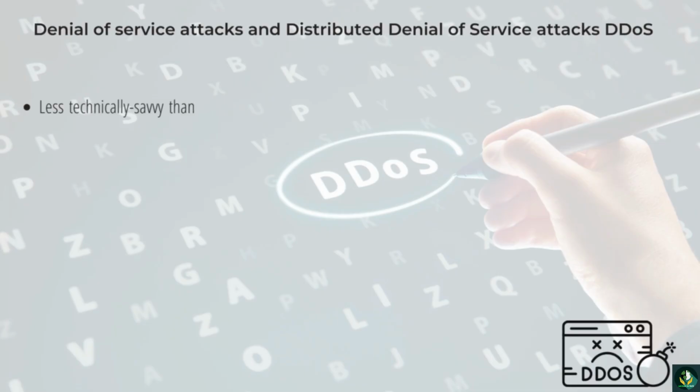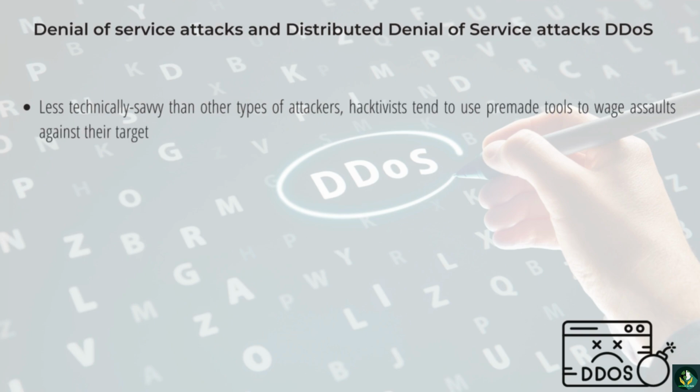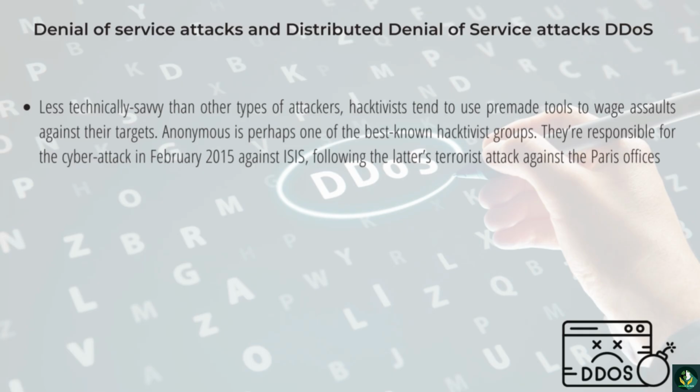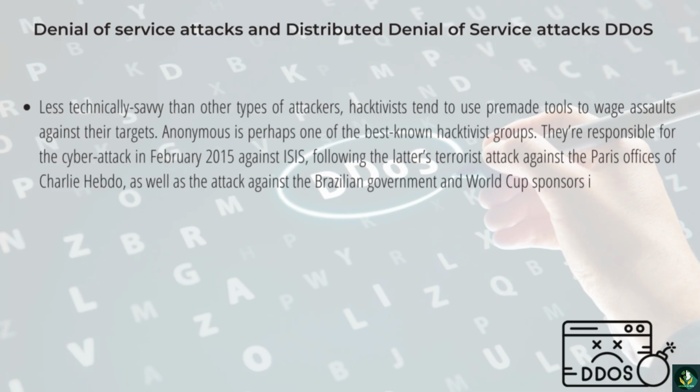Less technically savvy than other types of attackers, hacktivists tend to use pre-made tools to wage assaults against their targets. Anonymous is perhaps one of the best-known hacktivist groups. They're responsible for the cyber attack in February 2015 against ISIS, followed by the latter's terrorist attack against the Paris offices of Charlie Hebdo, as well as the attack against the Brazilian government and World Cup sponsors in June 2014. Typical assault method of hacktivists: DoS and DDoS.